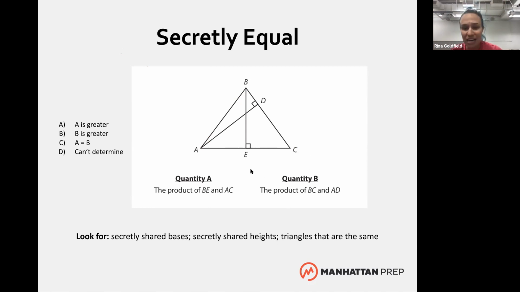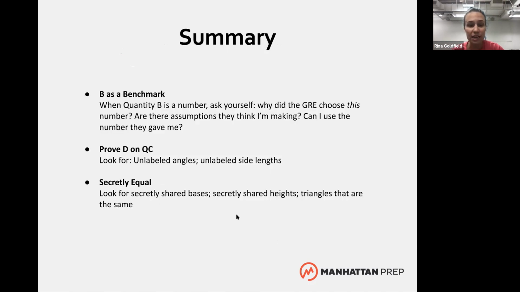Okay, we are almost at the top of the hour, so I'm going to stop here. That is actually the end of the time. Just to summarize, B as a benchmark is one of the things we talked about. That's when B is a number and we're thinking, why did they give us that number? How can I use it? Prove D on quantitative comparisons, looking for unlabeled angles, unlabeled side lengths, and secretly equal, looking especially for triangles.